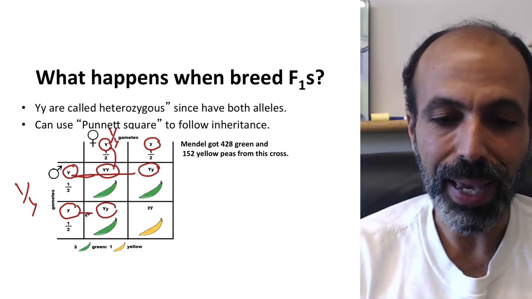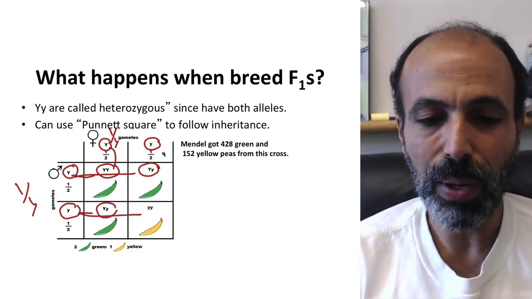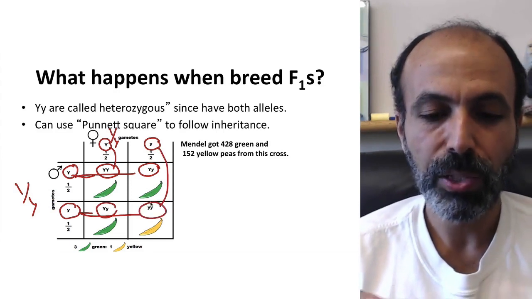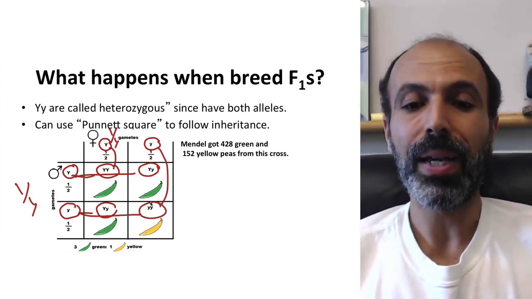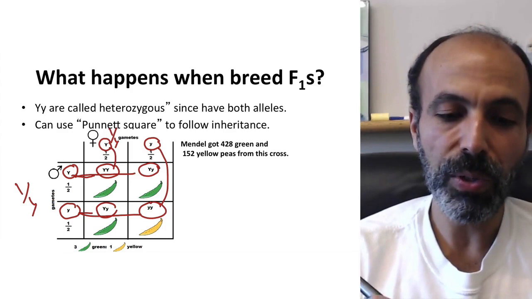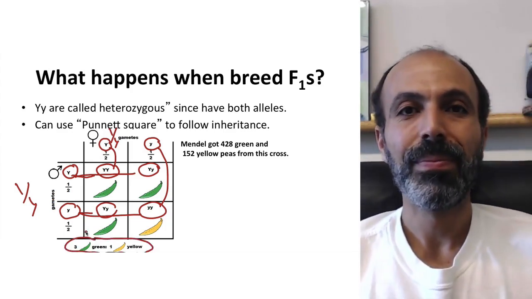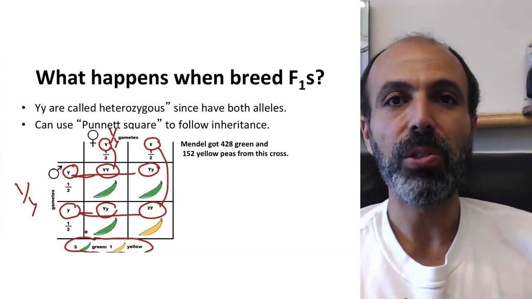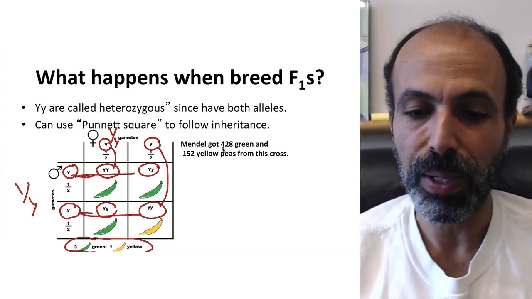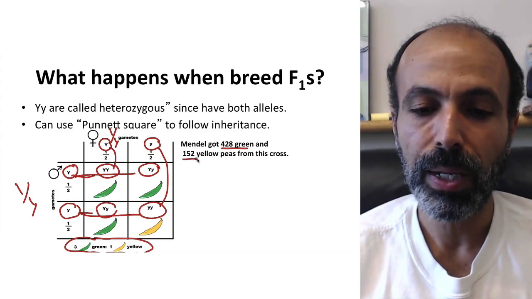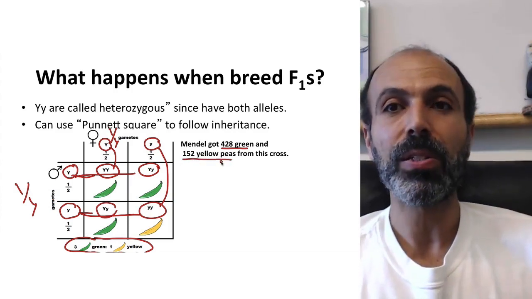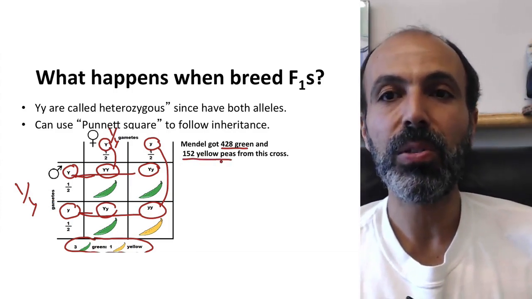And only in this case, when the boy gives little y and the girl gives little y, do we get a yellow pod plant from this. So the ratio we should get is 3 green to 1 yellow. And that, in fact, is the ratio that Mendel saw. So here are some actual numbers from Mendel. He saw 428 green and 152 yellow peas from this cross. That's very similar to the expected numbers.